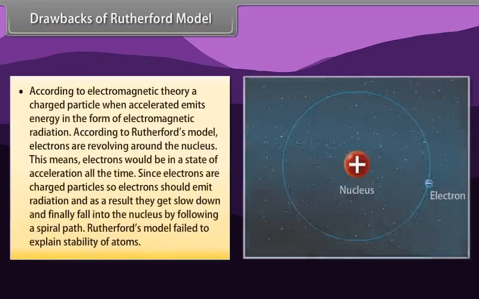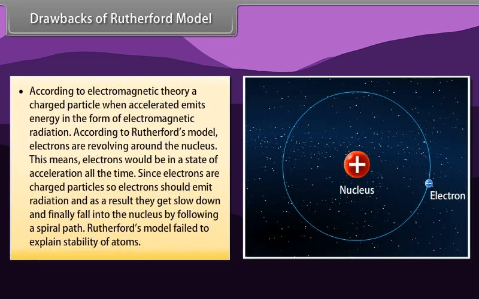Number 1. According to electromagnetic theory, a charged particle when accelerated emits energy in the form of electromagnetic radiation. According to Rutherford's model, electrons are revolving around the nucleus. This means electrons would be in a state of acceleration all the time. Since electrons are charged particles, they should emit radiation, and as a result, they get slowed down and finally fall into the nucleus by following a spiral path. Rutherford's model failed to explain the stability of atoms.